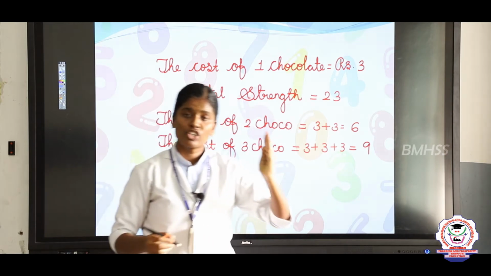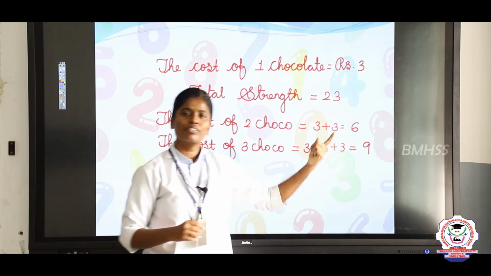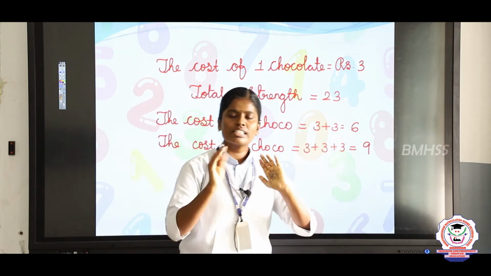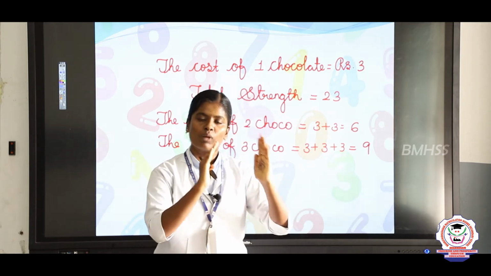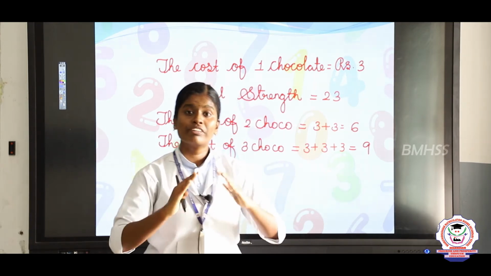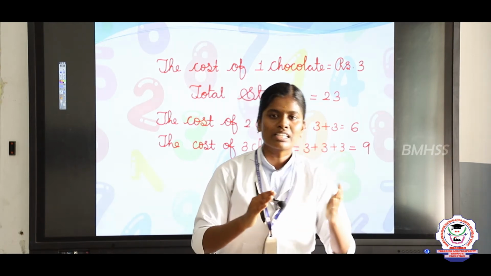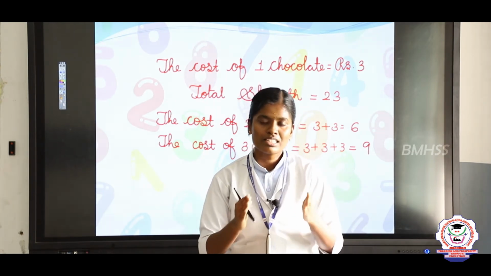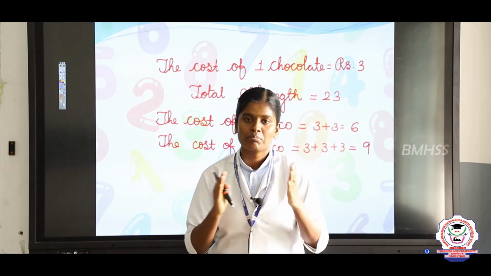The cost of 1 chocolate is 3 rupees. The cost of 2 chocolates is 6 rupees. The cost of 3 chocolates is 9 rupees. Listen my children, here we used only a smaller quantity like 1, 2, 3. If it is a larger quantity, what should we do? This time addition is not practical. This time you are going to do multiplication. So our today's topic is multiplication.